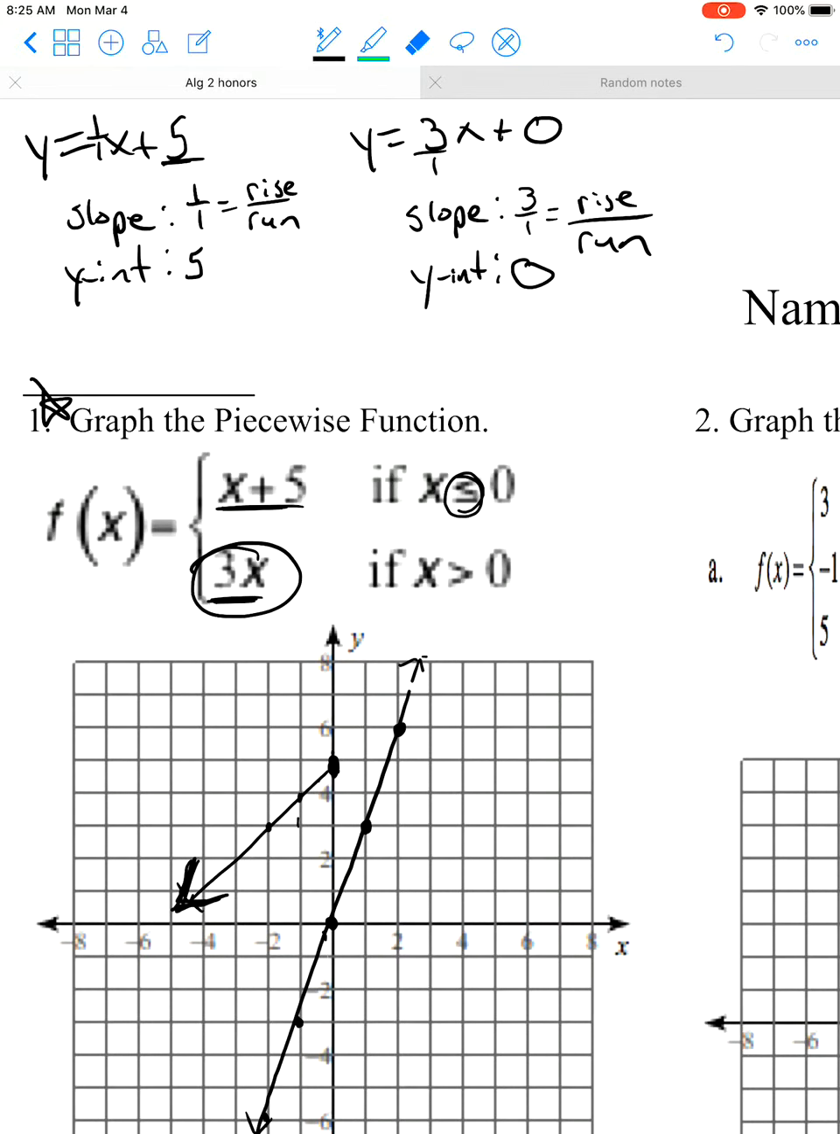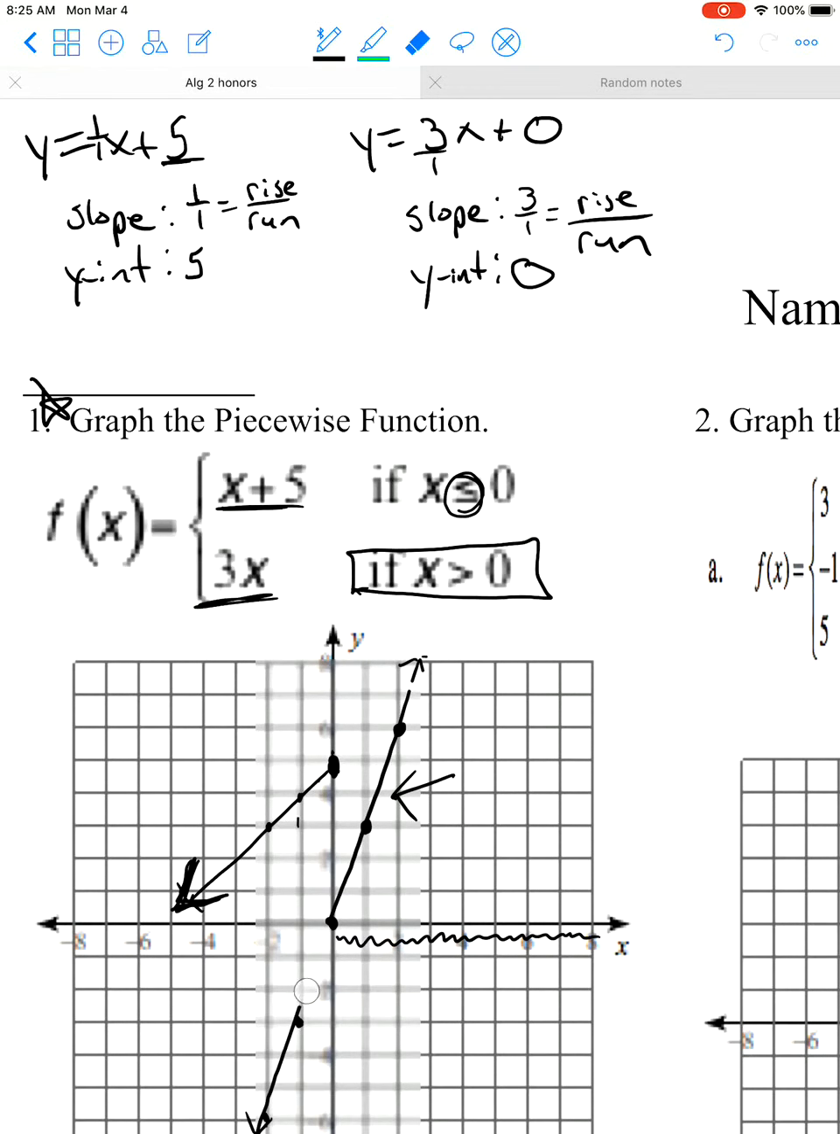Now I'm looking at my next equation. Let me get rid of this too. I'm looking at my next equation, which is here. This is where x is greater than 0. Again, here are where all the numbers of x are greater than 0. So if I'm looking at this line for the 3x equation, I can get rid of all the pieces of it that are not over the part where x is greater than 0. So all of this can go. It doesn't count because it's not greater than 0.